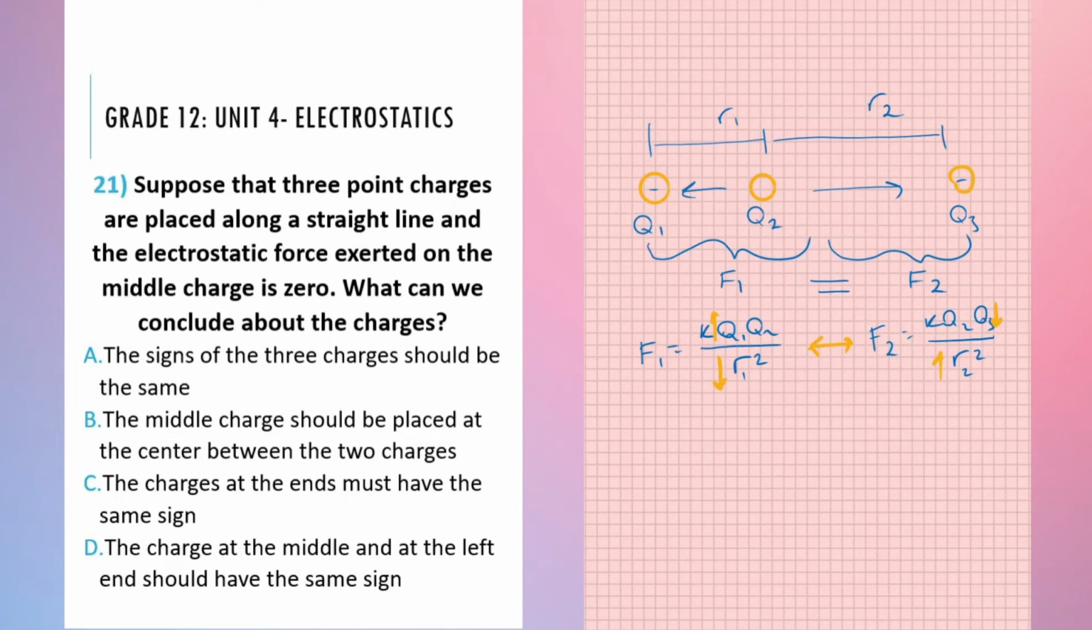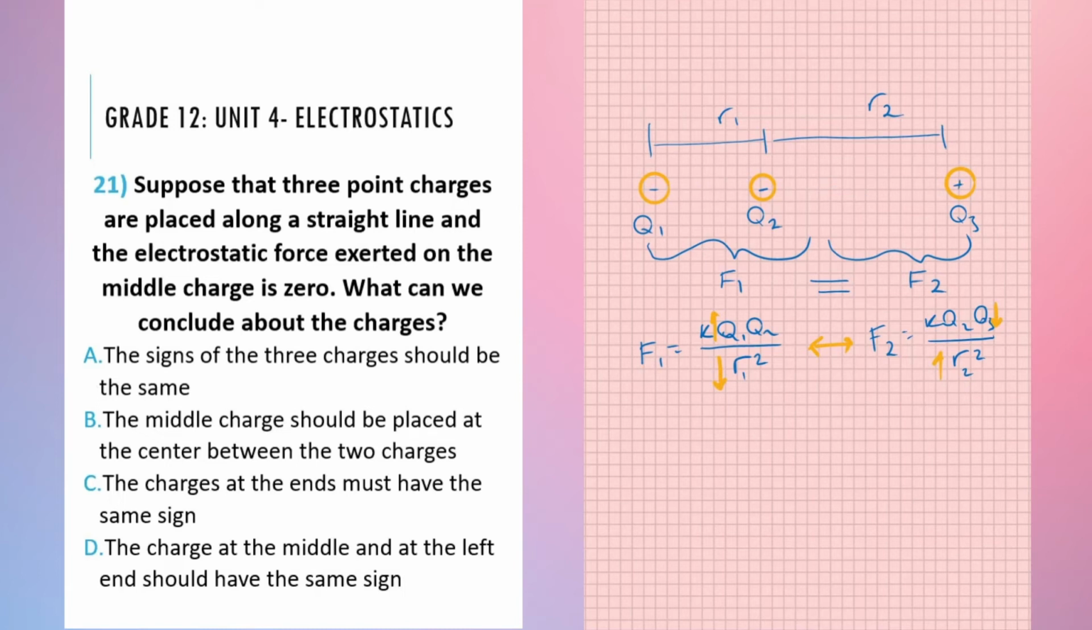Let's look at choice D just to be sure. It says that the charge at the middle and the left end should have the same sign. Well, that's saying that the charge at the middle, let's make this negative, and at the left end is also negative. Okay, if all three are of the same sign, that could work. They would both repel each other, like so. But let's say that the charge on the right end is in fact positive.